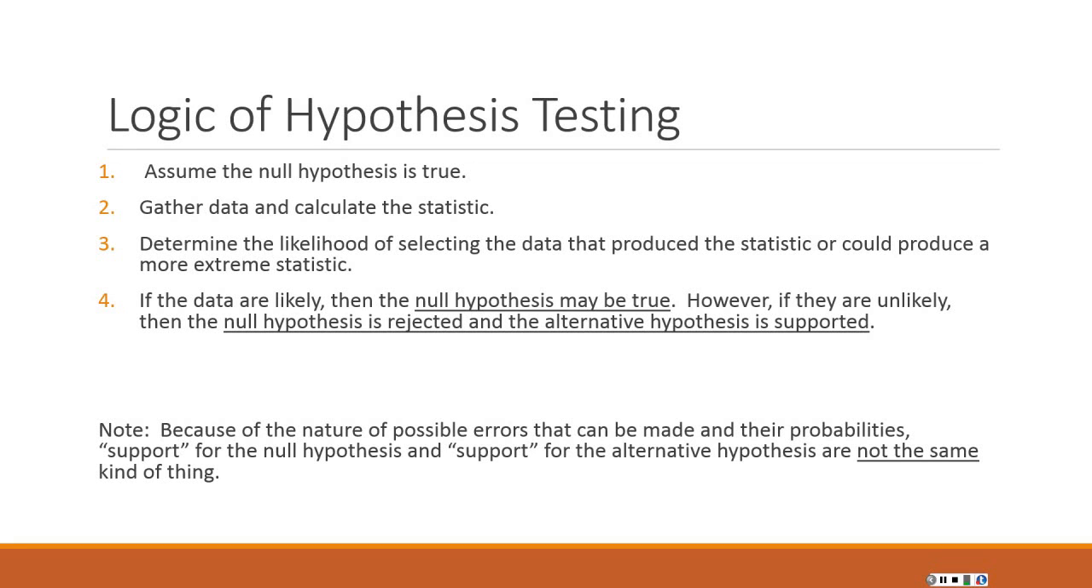However, if they're unlikely, if the p-value is low, if H0 is true, we would be unlikely to get these data, then we will reject H0 and conclude that we have support for the alternative or research hypothesis.